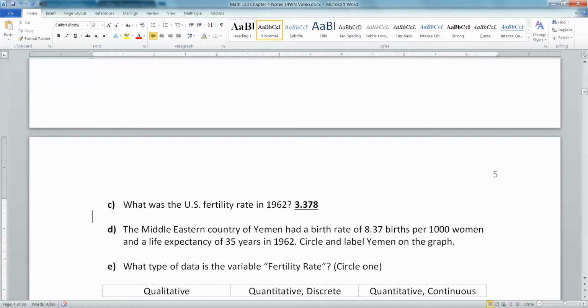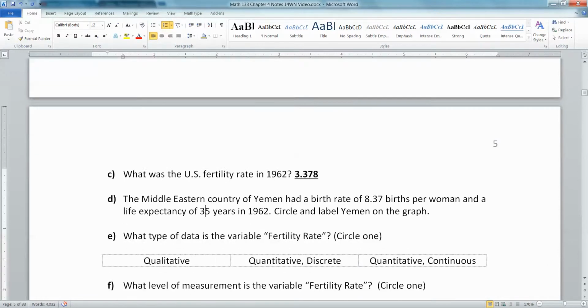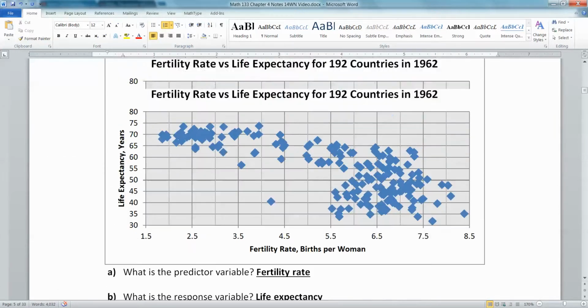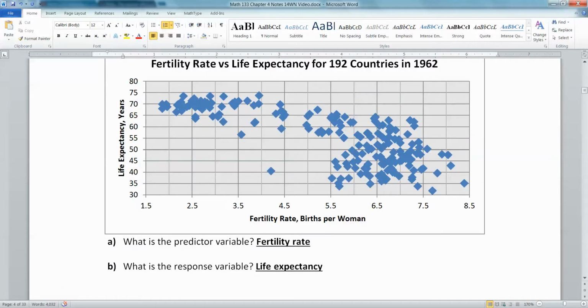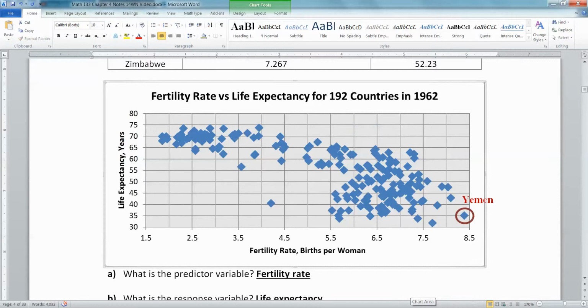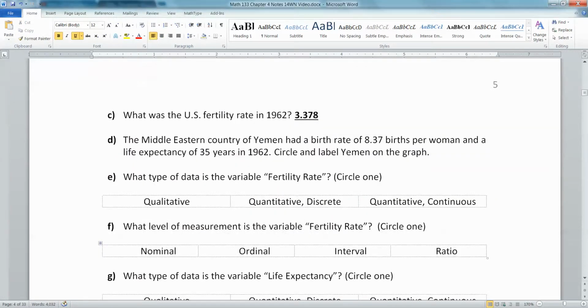All right, so the Middle Eastern country of Yemen had a birth rate of 8.37 births per woman. Wow. Births per woman, that's a typo. Sorry about that. And a life expectancy of 35 years in 1962. Circle and label Yemen on the graph. All right, so Yemen, 8.37, that's over here. This dot right here. So let me draw that. Hold on one sec. There we go. So Yemen's right over here. There it is, circled and labeled.